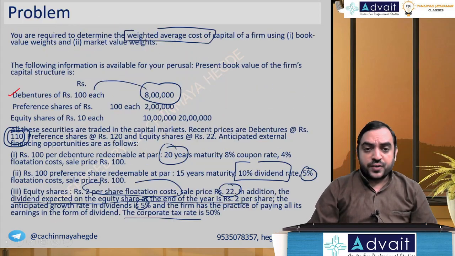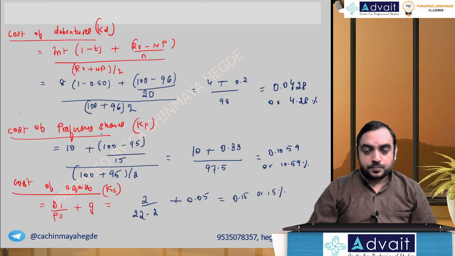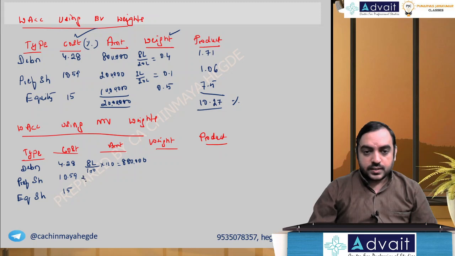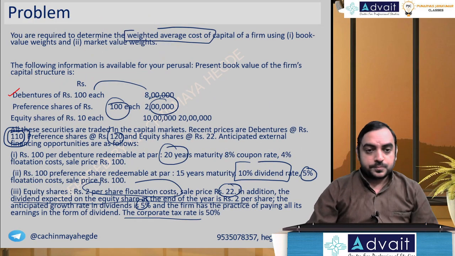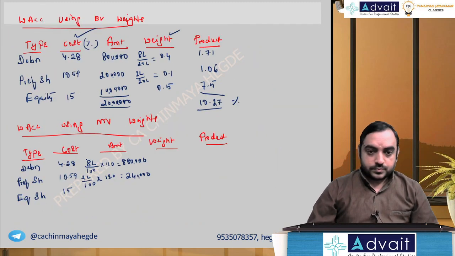Then preference shares. Similarly, we have 2 lakh divided by 100, which gives the number of preference shares, then multiplied by 120. 2 lakh 40,000, I believe. Equity shares: 10 lakh divided by 10, multiplied by market price 22. I think 22 lakh.